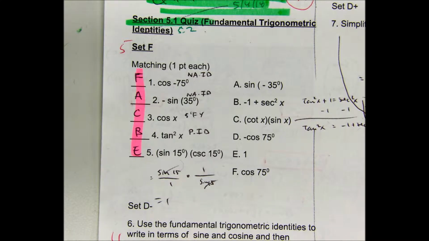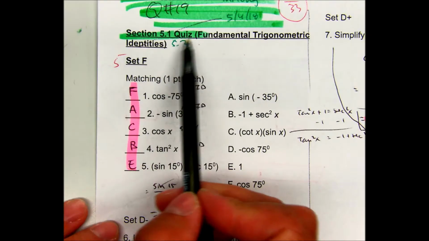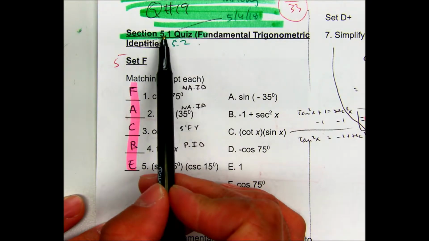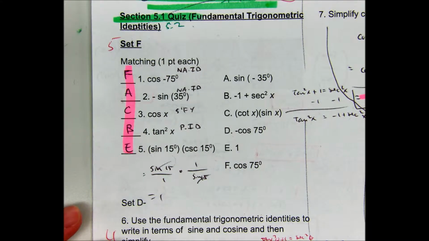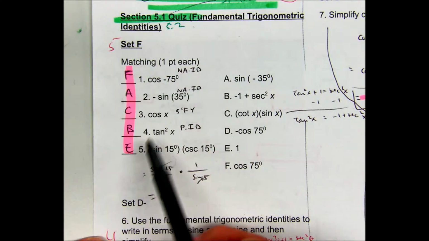Alright, this is on the, my title's different, but you guys took a earn your grade on 5.1 all the way up to 5.2, 5.4. 1 point apiece, you're supposed to match these.